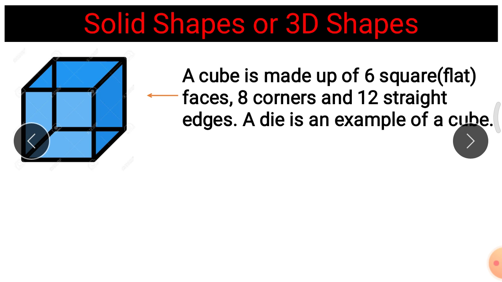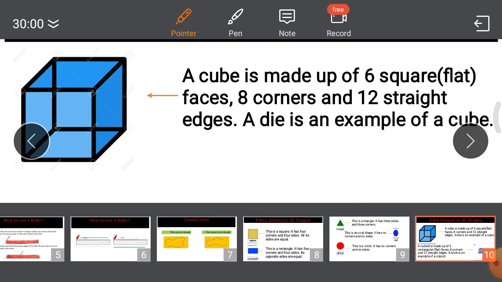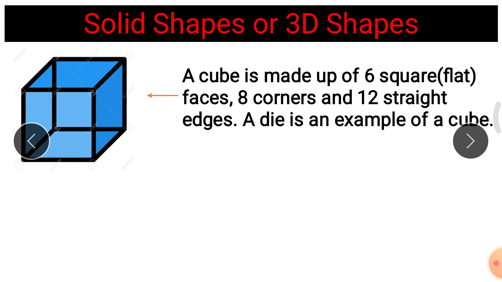Now what is a cube? A cube is made up of 6 squares, flat faces. You can see the square. When you join 6 squares together, you will get one cube, right? When 6 squares are put together, you will get one shape that is called a cube. It has 8 corners. Can you see 8 corners? When you count 1, 2, 3, 4, 5, 6, 7 and 8 this side.